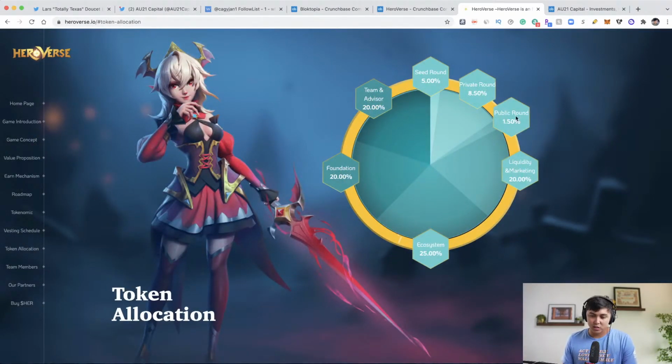Token allocation. So this is just a graph showing what they said upstairs. So like public round, right? Only 1.5% of it. Liquidity and marketing.